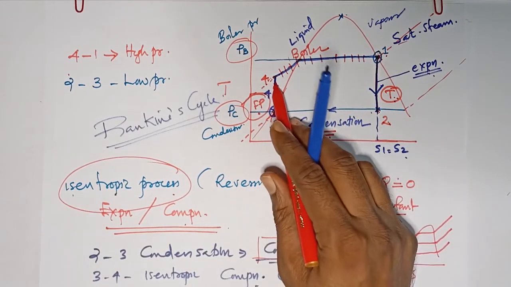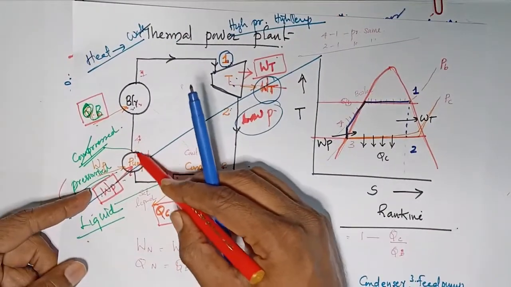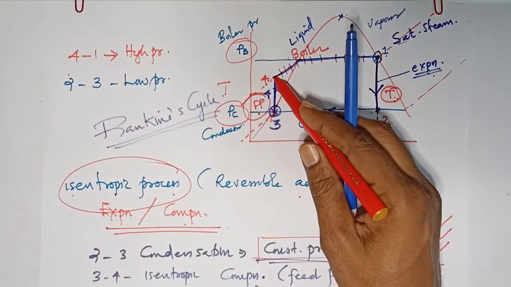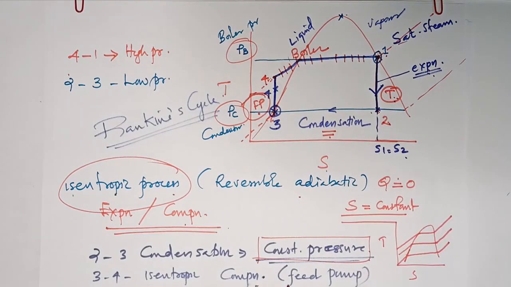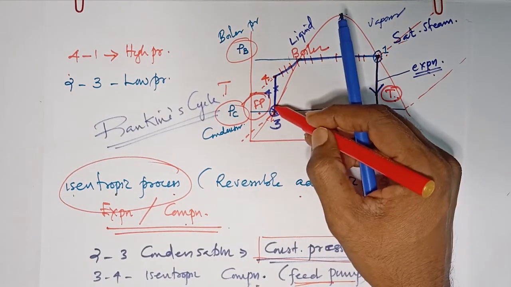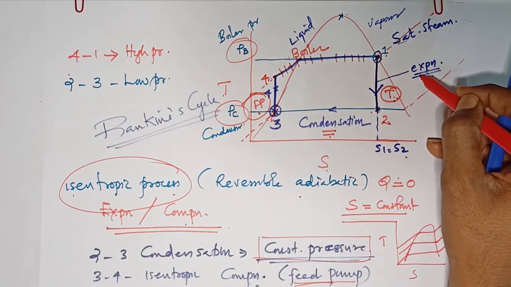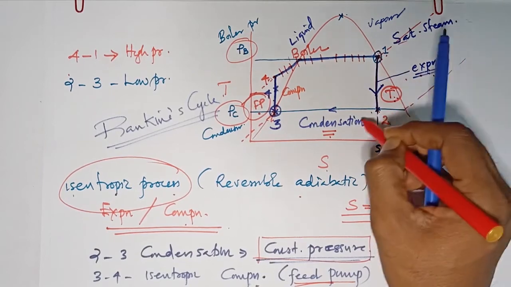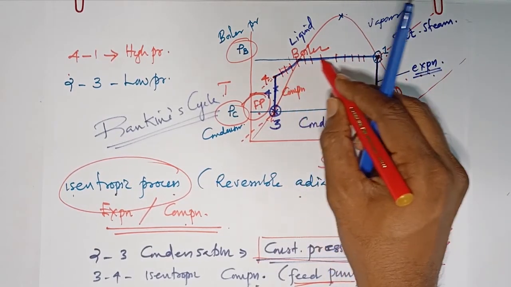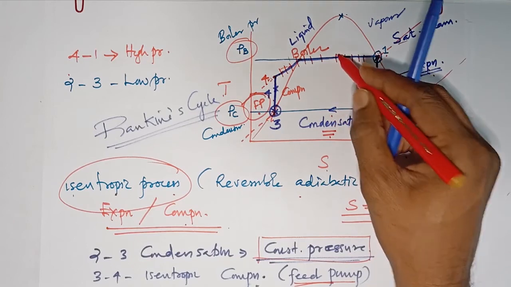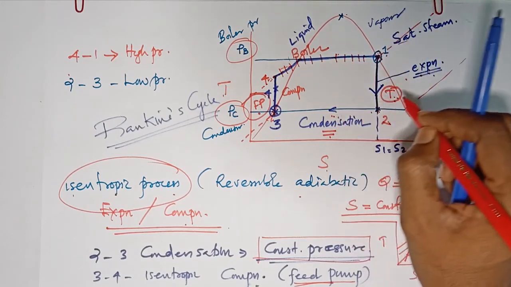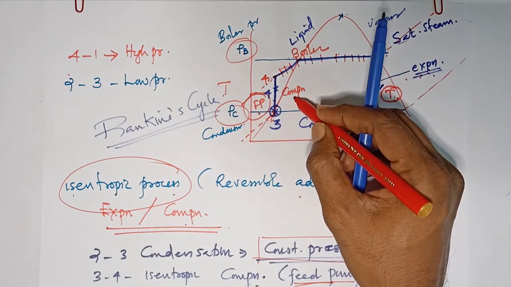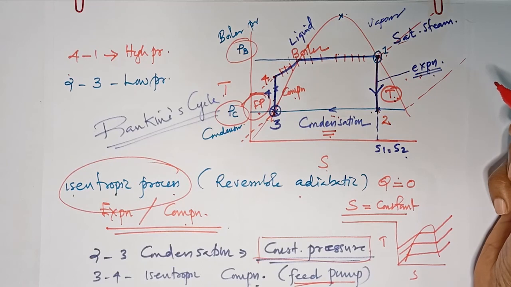Then what is 3 to 4? 3 to 4 happens in the feed pump. There it is pressurized, compressed. It is also isentropic. See, expansion and compression. This is compression. This is expansion. This is condensation. This is heating. These two, heating and cooling, happen at constant pressure. This is isentropic expansion. This is isentropic compression.